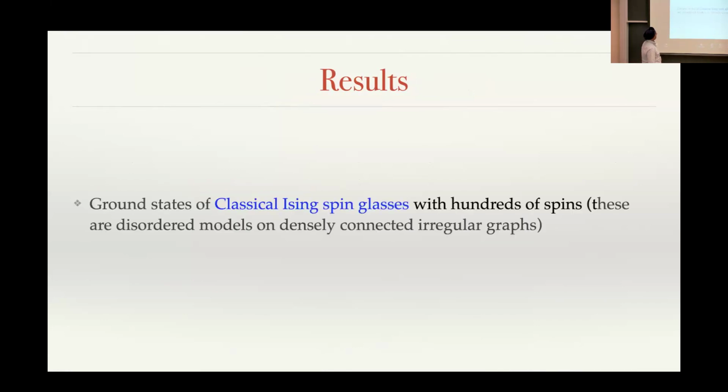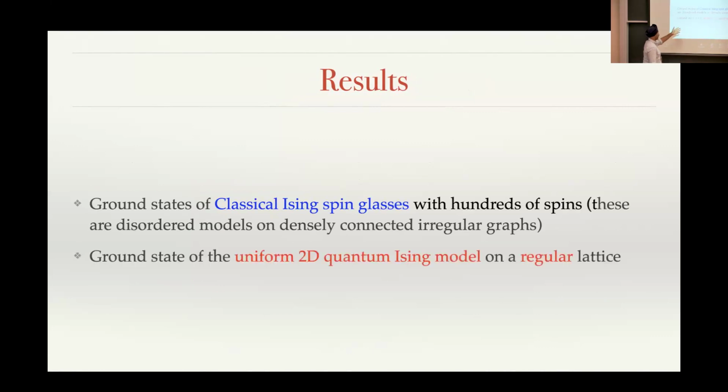I won't talk about them here. So finally, how does this do in practice? We tried two classes of models. We use this method to find the ground state of classical Ising spin glasses with hundreds of spins. And we also applied it to the good old quantum Ising model, translation invariant on a regular lattice. And here the idea was we wanted to assess the impact of these edge deletions while finding the ground state of this model.